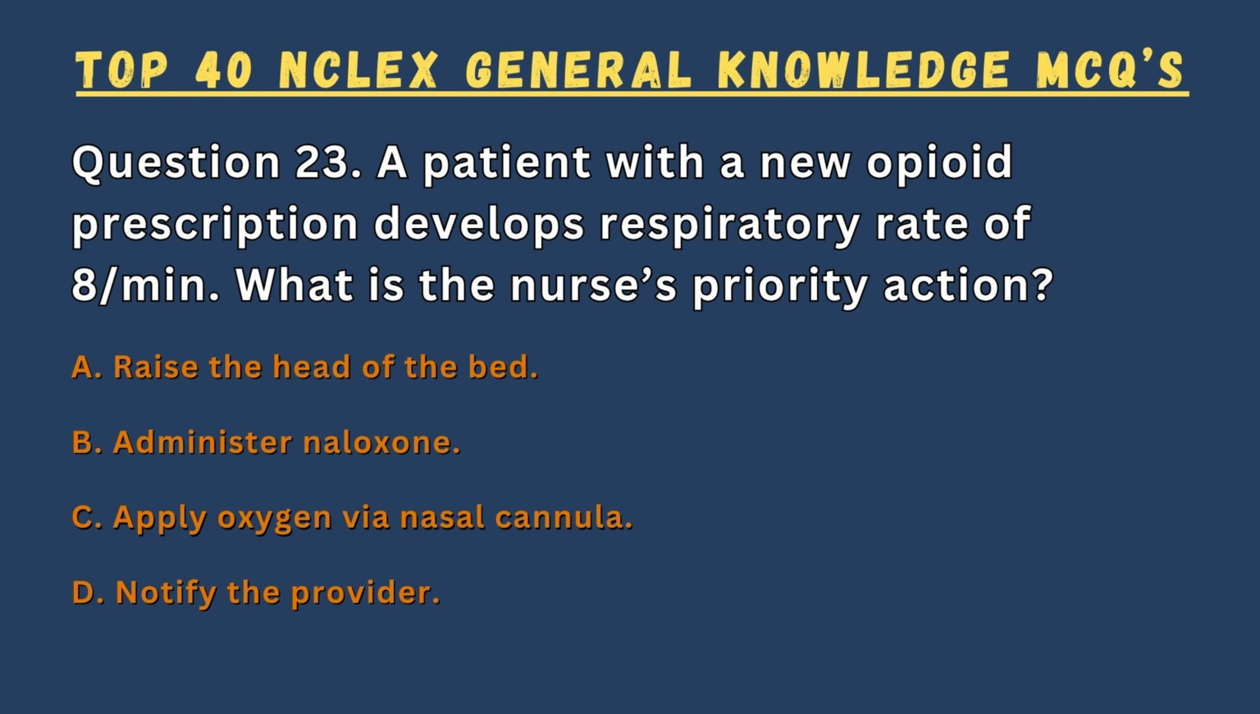Question 23. A patient with a new opioid prescription develops respiratory rate of 8 per min. What is the nurse's priority action? A. Raise the head of the bed. B. Administer naloxone. C. Apply oxygen via nasal cannula. D. Notify the provider.